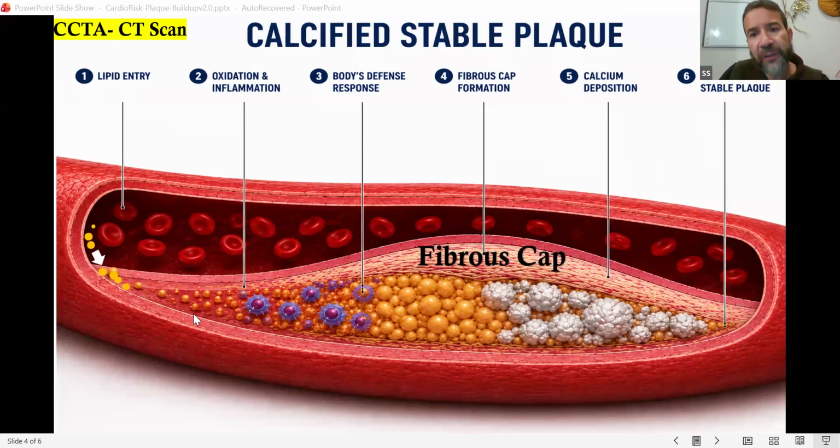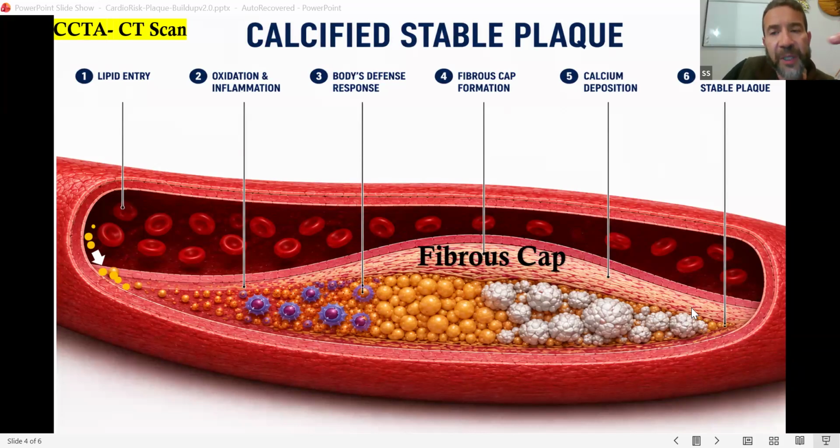Now, this protective layer is called the fibrous cap, as you can see here. And it is made of collagen. Now, the second thing that happens is calcium is deposited into the plaque. And it is almost like the body is cementing over this dangerous area. Now, this makes the plaque harder and more stable, which causes inflammation to go down.